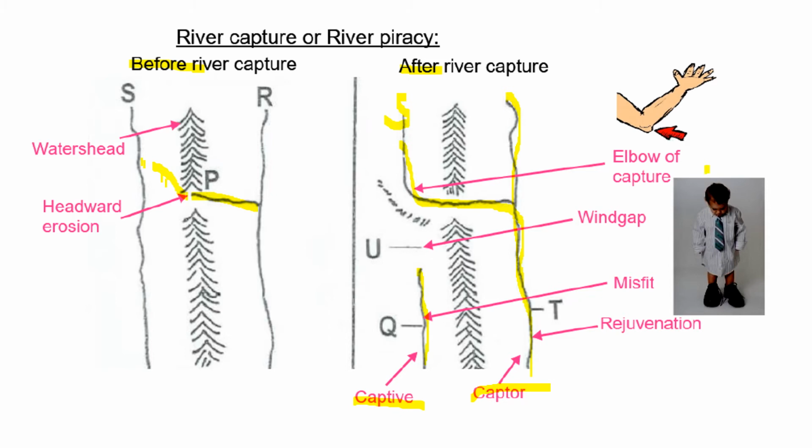I love this picture here. You've got a little boy with his dad's clothes on. The clothes are much bigger than what he is. So here at this misfit, the river channel is much bigger than the river flowing in it. It's a misfit. Of course, here we said again, where the river channel, the scar, is still there, we call that the wind gap.